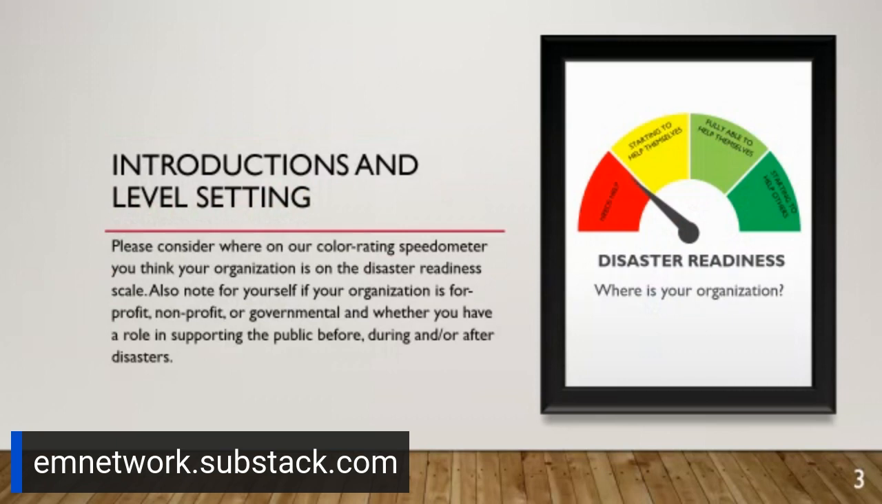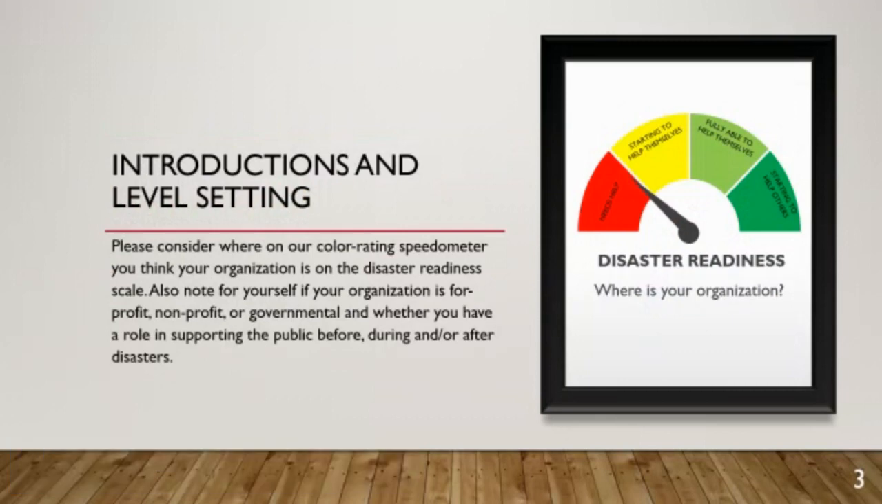So I'd like to ask folks viewing this presentation to think of themselves for two questions. First, to better understand where their own organization is on the disaster readiness scale. And the choices are needs help, starting to help ourselves, fully able to help ourselves, and then finally starting to help others. And second, to recognize what type of organization you represent. Are you in a for-profit business, a nonprofit organization, or a governmental organization? And whether you and your organization have a responsibility to help support the public in a disaster.